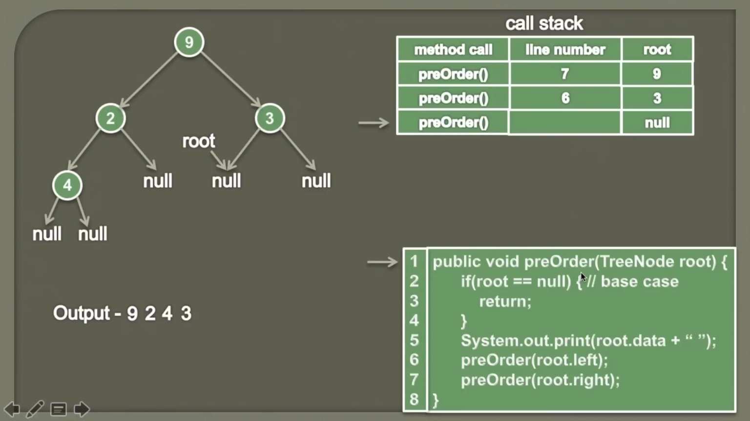So we'll execute preorder with a root as null. We'll check whether root is equal to null or not. Currently root is equal to null. So we have reached our base case, and we'll simply return from this method. Now as we return from this method, the preorder method on the call stack with the root as null will be removed from the call stack, and the execution point will reach the method which had called this method.